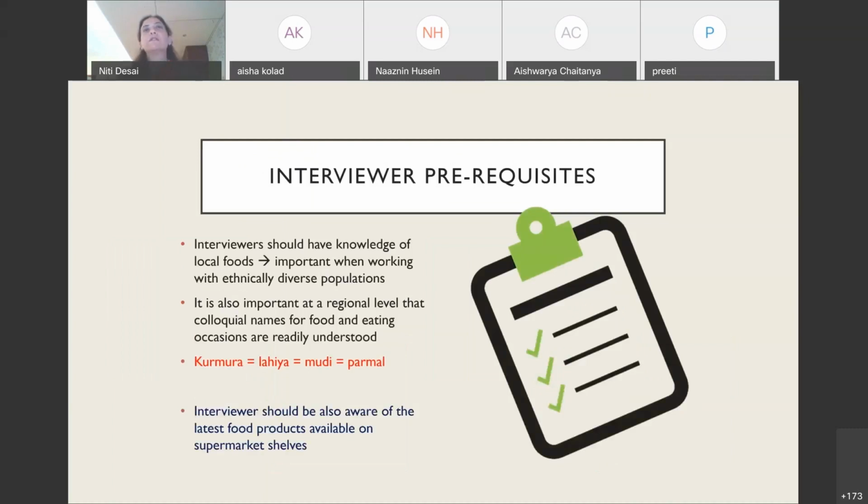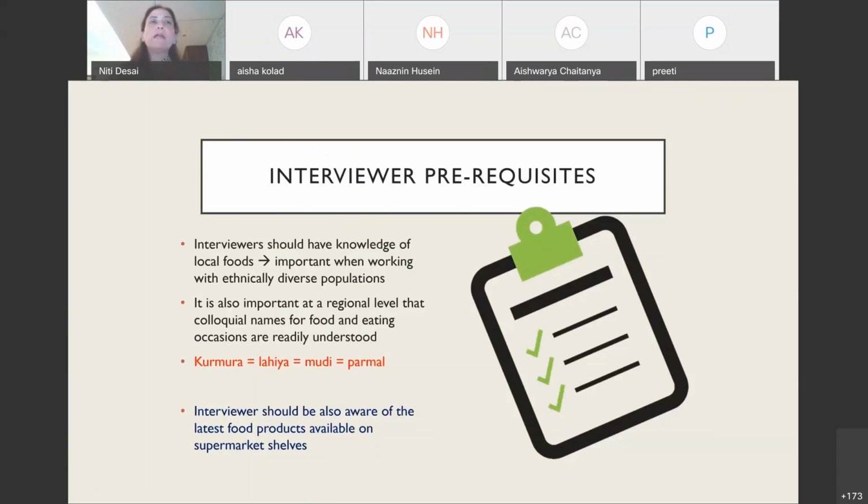Some of the requisites from our side: we need to have knowledge of the local foods. This is extremely important when working with ethnically diverse populations, like in cities such as Mumbai and Delhi, which are a melting pot of people from different parts of the country. It is also important at the regional level that the colloquial names for foods are readily understood. For example, kurmura or bhel, what we call in Mumbai, is also called lahia, muri, and parmal. The same food, different names across the country. If we show that we know this, there is a lot of confidence building.